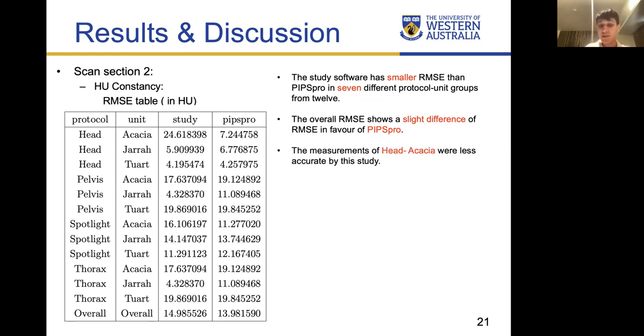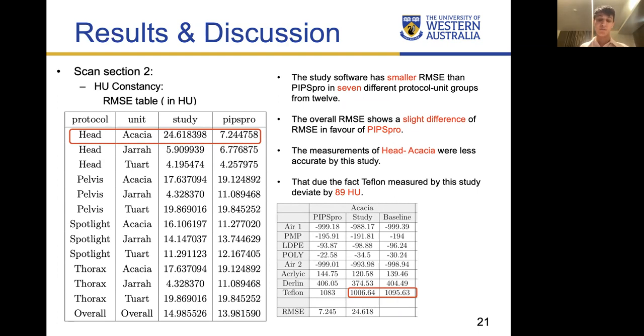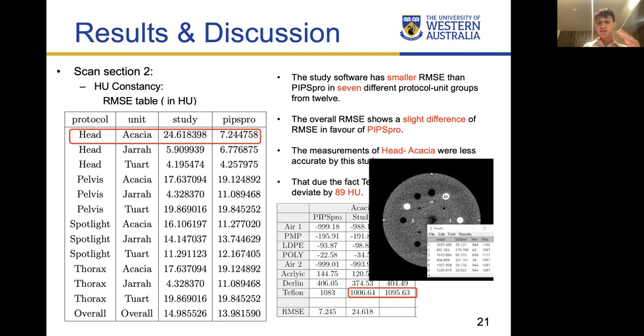That's due to the measurements of head and Acacia being less accurate in this study, due to the fact that Teflon measured by this study deviates by 89 Hounsfield units. These are the measurements for the Acacia unit by both software. However, we did further investigation using ImageJ.